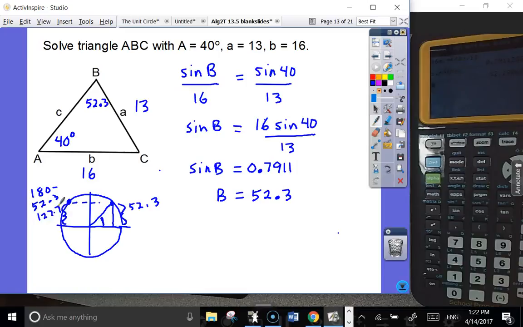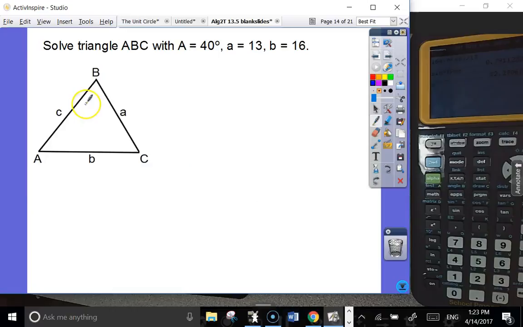Okay, so I'm going to go to the next slide and say, what if instead of 52.3, this is 127.7? Well, the other angle that I know is 40. Is it possible to have a 127.7? The only reason it wouldn't be possible is if these two already add up to more than 180, then there can't be another triangle. But do they add up to more than 180? No, they don't. So in fact, this can be another solution. Sine would have had the same value in the second quadrant with an obtuse angle.